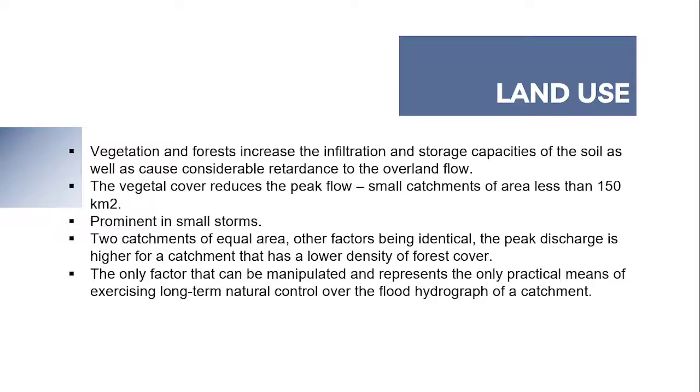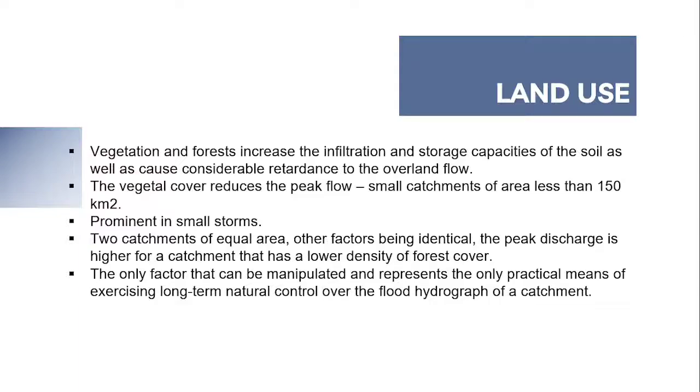Then we have the land use. So vegetation and forests increase the infiltration and storage capacities of the soil, as well as cause considerable retardance to the overland flow. So atong every action sa atong vegetation and forest can cause effect na sa atong soil. So the vegetal cover reduces the peak flow, small catchments of area less than 150 kilometers squared. So atong vegetal cover prominent ni siya in small storms.